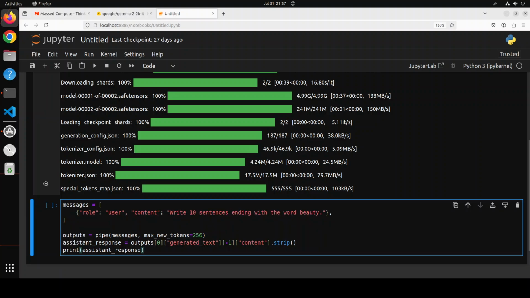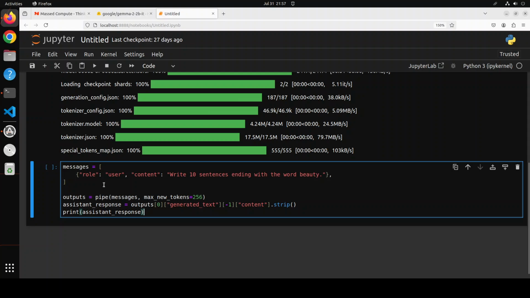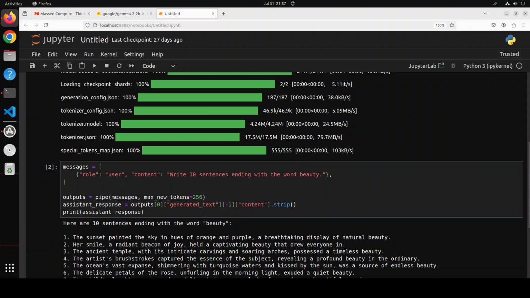For inference, I'm just giving it this message template where I'm assigning the role of user, and I'm asking it to write 10 sentences ending with the word beauty, and then we are just piping it through the model, getting the output, and then printing out the response. So let me run it, and there you go.